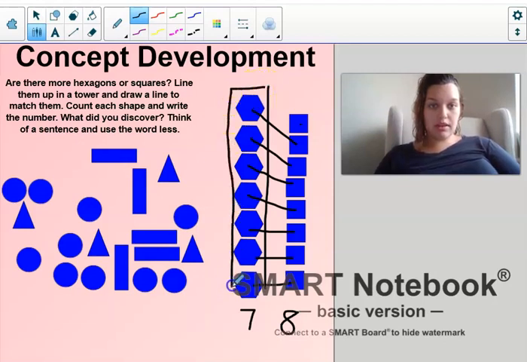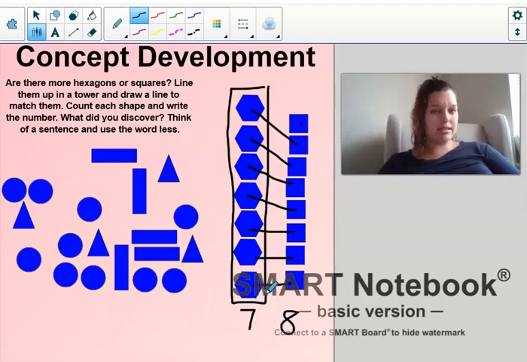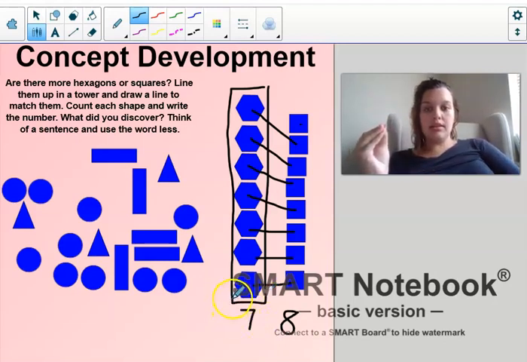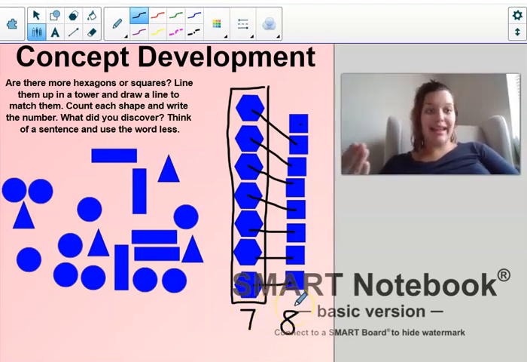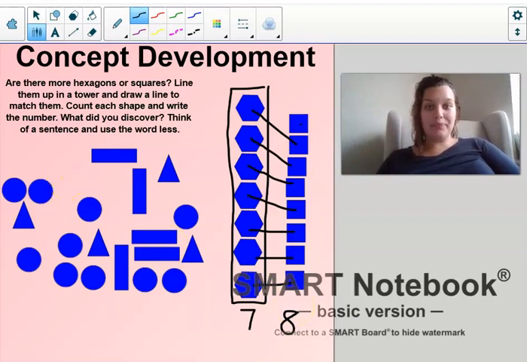So how could we put this into a sentence using our numbers and the word less? How could we put that in a sentence? Seven, you always start with the lower number when you're talking about less. 7 is less than 8. Awesome job.